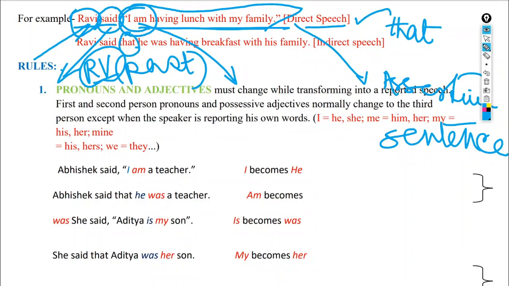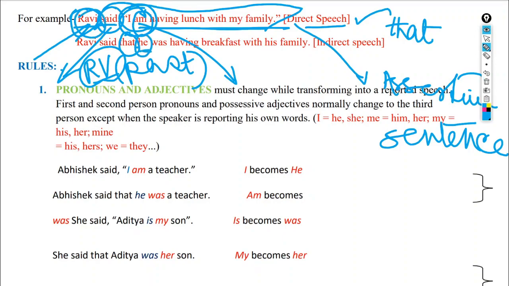Ravi said, "I'm having lunch with my family." Here you see, I'm having is a present form. The corresponding past will be there. Therefore, you write: Ravi said that he was having lunch with his family.